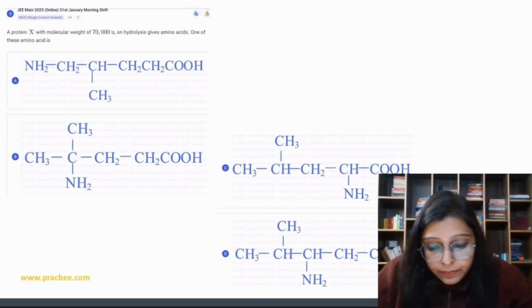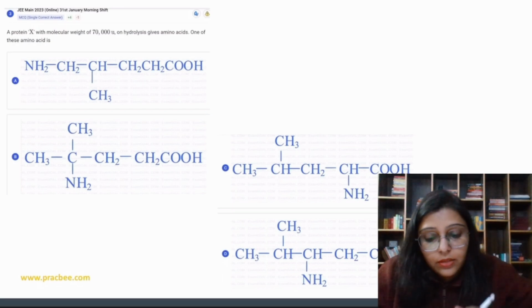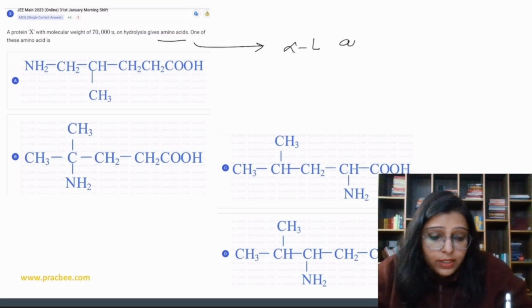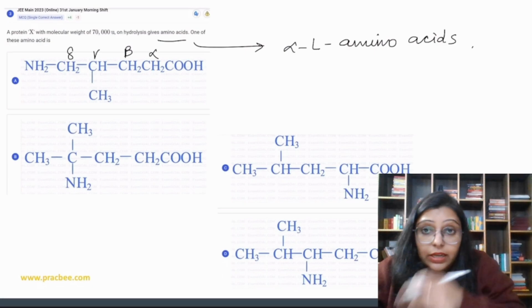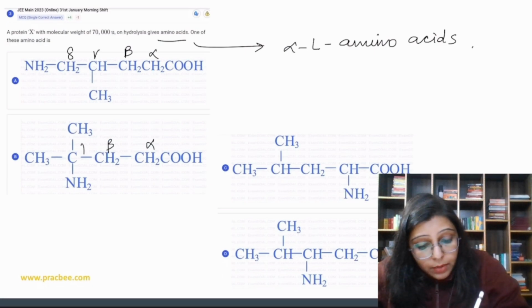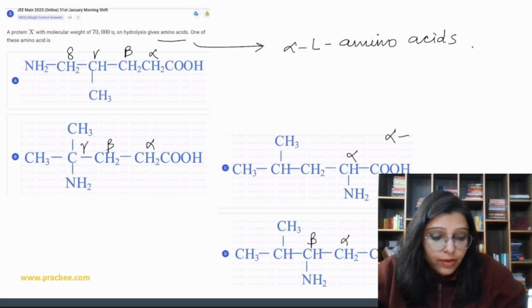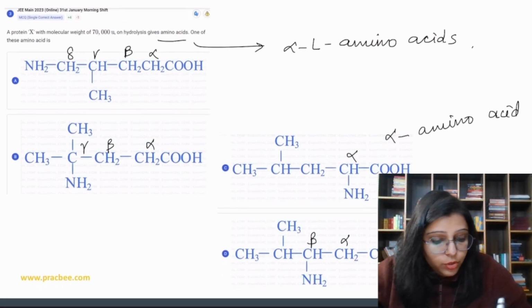That's it. Now next, a protein X with molecular weight of 70,000 on hydrolysis gives amino acids. One of these amino acids is... Now we know that amino acids should be alpha L amino acids, right? If you see over here, this is alpha, this is beta, this is gamma, this is delta. This is delta amino acid. This is alpha, beta, gamma. This is gamma amino acid. This is alpha amino acid, and this is alpha and beta, this is beta amino acid. So this is alpha amino acid, so the amino acid structure can be this. Option C should be the correct answer.